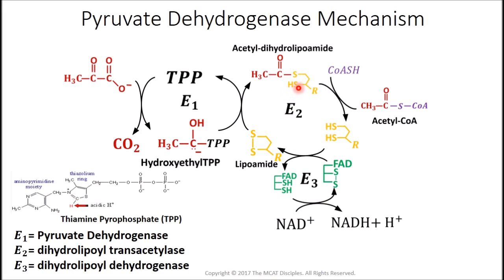The next step is to do a transesterification reaction with the CoA group, or the CoASH group. Same thing, we're just going to do transesterification, so now we have the acetyl CoA formed, and we have 2 sulfhydryl groups on our lipoamide, so we need to reform our enzyme at this point. So the next step is to use E3 to oxidize the E2 enzyme, and then we need to reform our E3 enzyme, so we take NAD+ and form NADH, and that reforms everything, and everything's good to go. We've made our acetyl CoA, and we've reformed our enzyme.